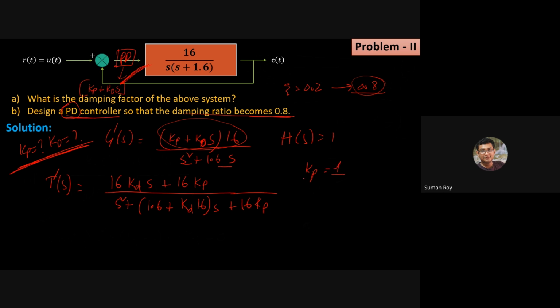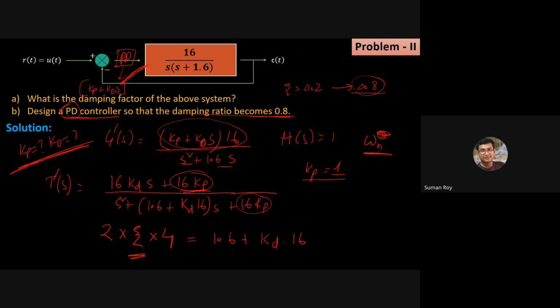Okay. Why? Because if it is not 1, then this will change the natural frequency omega n of the system, right? Which is not possible. So that's why, for omega n to become equal to 4, Kp should be 1. So let's say Kp equal to 1. Now, 2 into zeta into omega n, that is 4, should be equal to 1.6 plus Kd into 16, right?